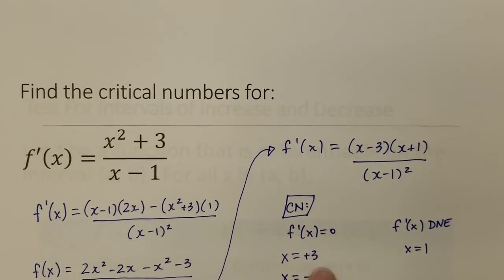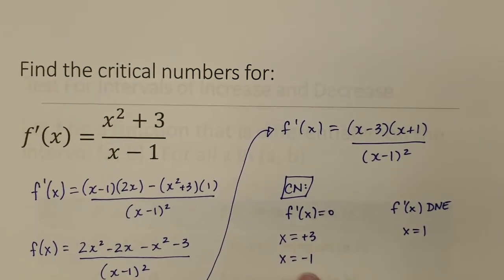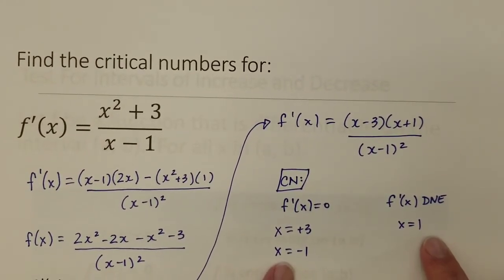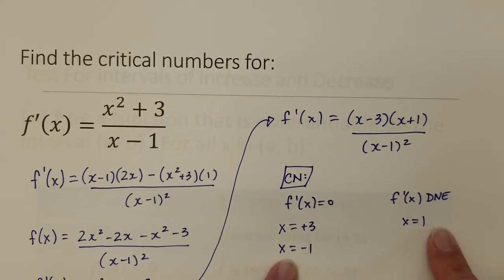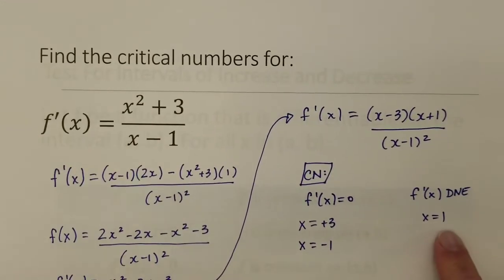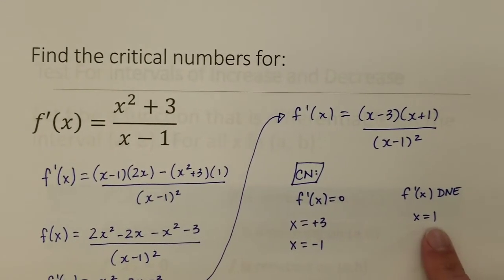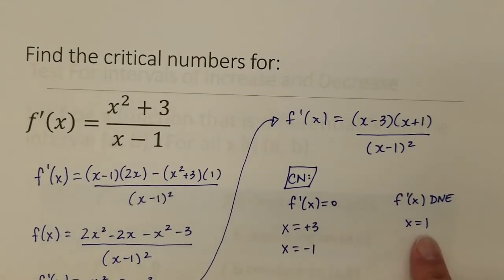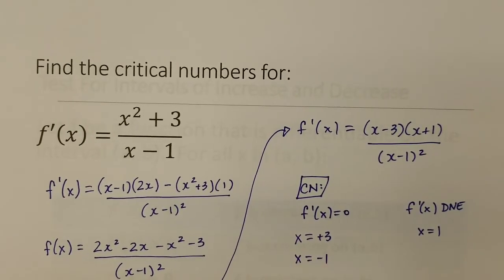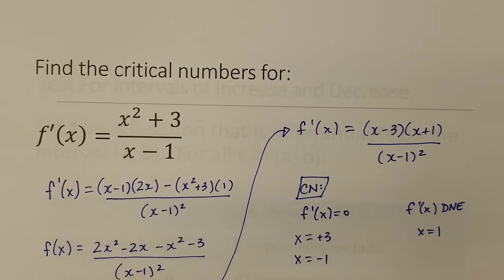So these are all potential turning points of this function. Looking at our original function, we've got an asymptote at x equals 1. So it could change from increasing to decreasing or vice versa around that asymptote. And we also have critical numbers that might be max-min points at 3 and negative 1. And I'll show you in a later example how to check those.